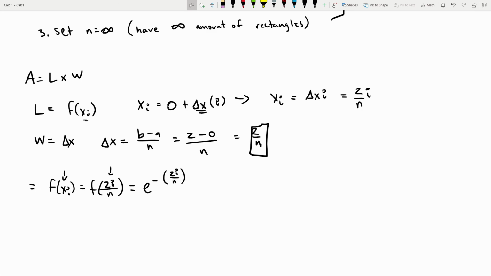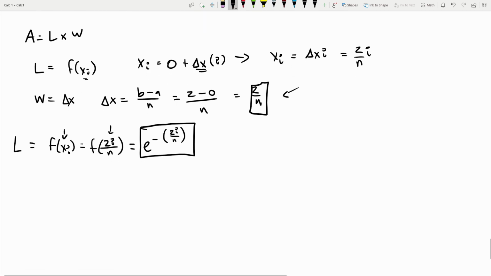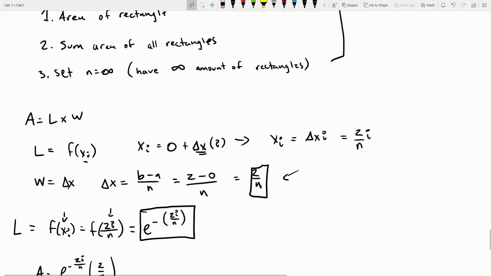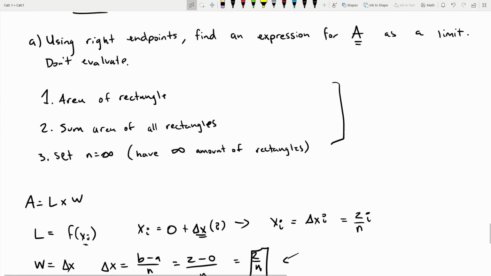Now, this right here is the length. So we've computed the length. It's this. And the width for each rectangle is this. So the total area per rectangle is going to equal e to the power of negative 2i over n times 2 over n. This right here is the area per rectangle. So we've completed step number 1, and now we want to move on to step number 2.